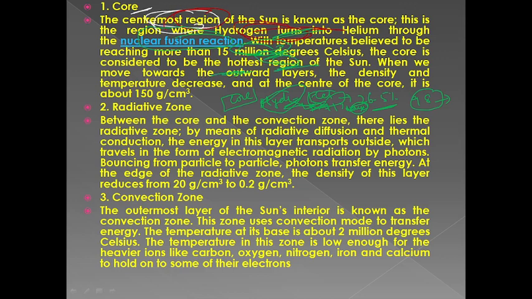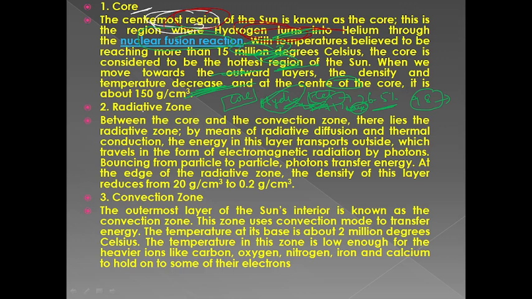When we move toward the outside layers, the density and temperature decrease, and at the center of the core it is about 150 gram per cubic centimeter. I have told you in the previous class, when discussing the topic of the sun, that because of nuclear fusion, when hydrogen is converted into helium, a lot of heat and temperature is produced. That is the reason it takes place in the layer called the core in the sun. Because of this, the temperature here reaches a maximum of 15 million degrees Celsius, and it is said to be the hottest region of the sun.